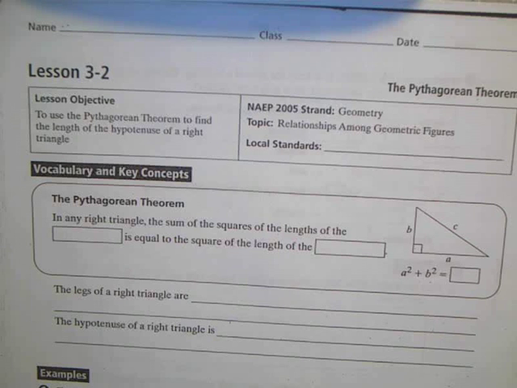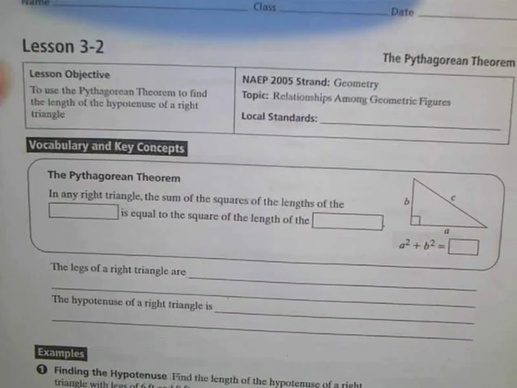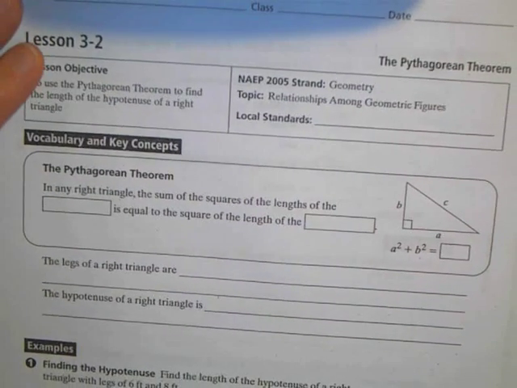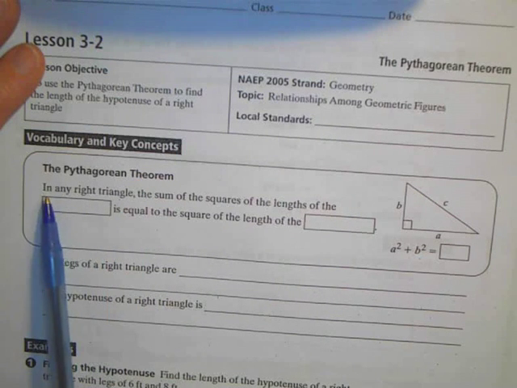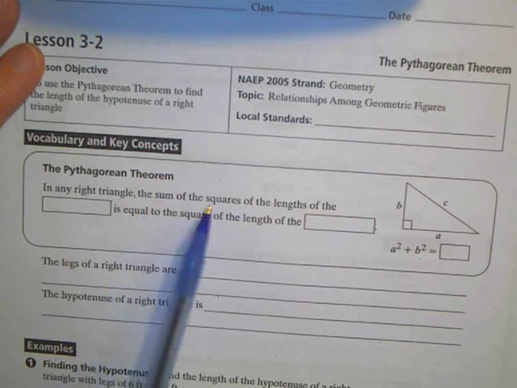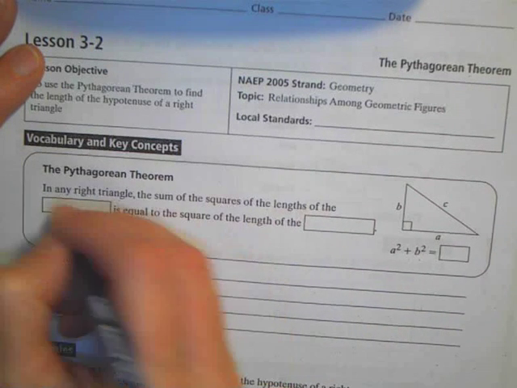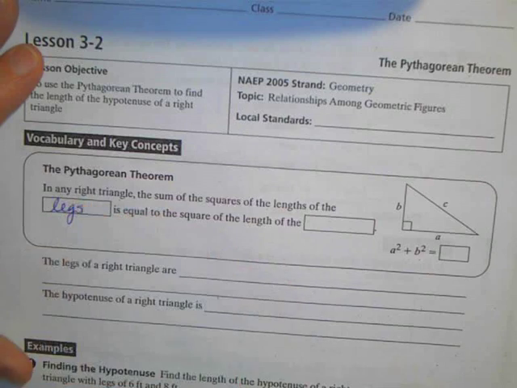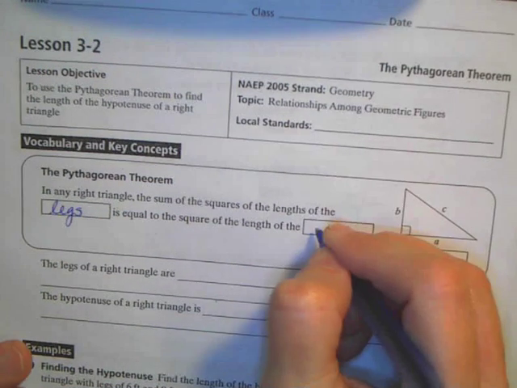Our objective is to use the Pythagorean Theorem to find the length of the hypotenuse of a right triangle. Okay, so basically our key concept to start out with is the Pythagorean Theorem itself. And it tells us that in any right triangle, the sum of the squares of the lengths of the legs is equal to the square of the length of the hypotenuse.